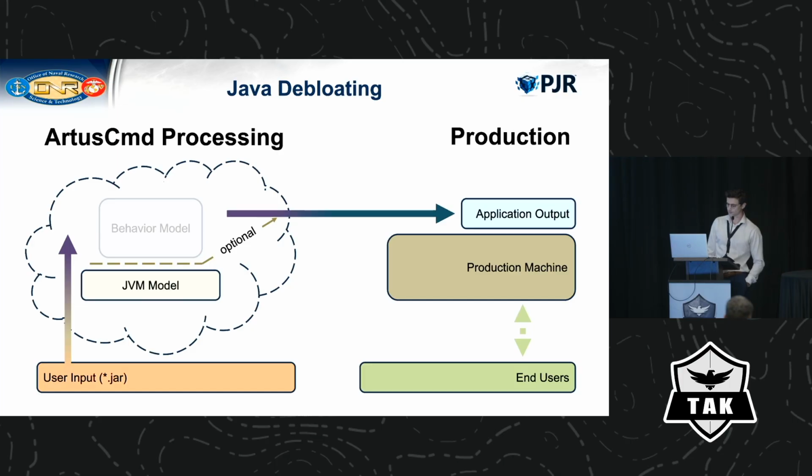And then moving on from there, ARTIST command will spit out the same exact artifact as the user input, in the same format, that can then be used in the production machine and by the end user. And so this is a late stage transformation within the pipeline, and it can be directly fed straight into the production machine. ARTIST command works directly on the bytecode rather than the source code.